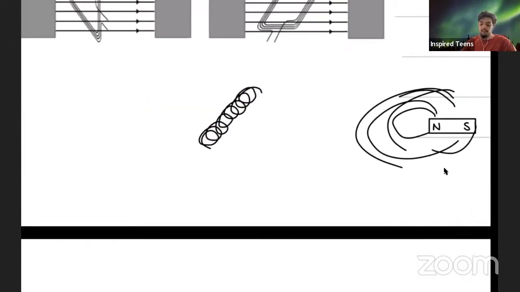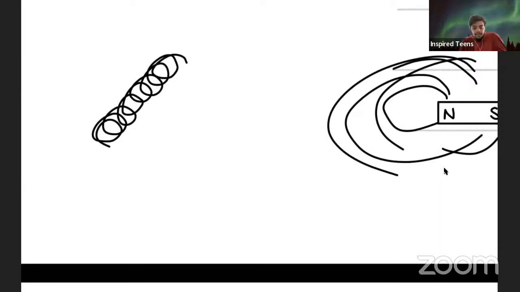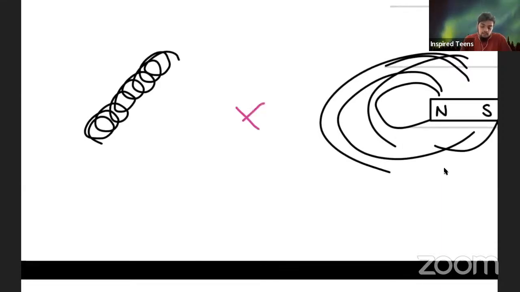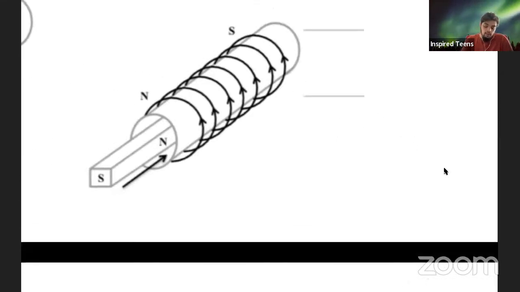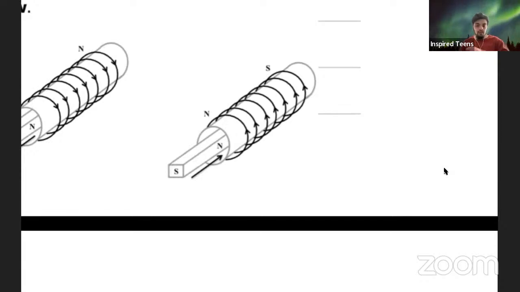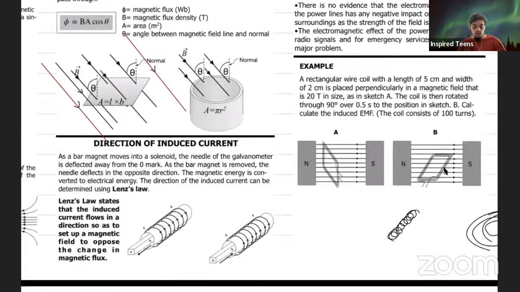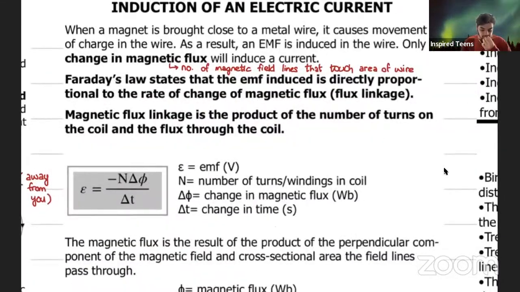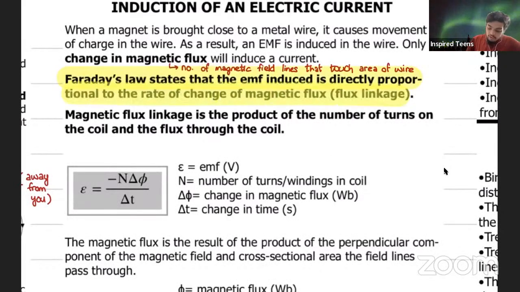I hope that makes sense. Now we know the difference between when there is magnetic flux and when there is no magnetic flux. In this case, there's no magnetic flux. But in the case where the magnet is literally halfway through the solenoid, there is definitely magnetic flux linkage, because the magnetic field lines are crossing the area of the conductor. So that's one thing. However, in order to induce an EMF, because Faraday's law states that the EMF induced is directly proportional to the rate of change of magnetic flux.